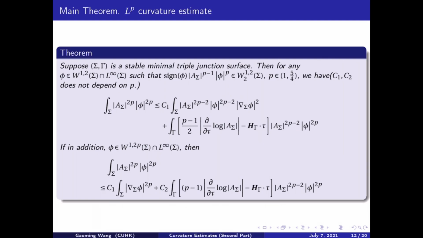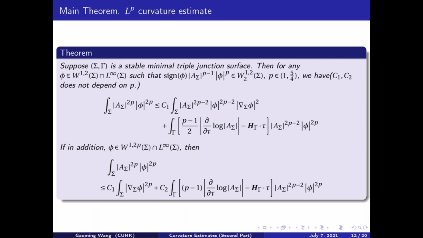This result lacks the Shou-Simon-Yao result we have stated in the first part. Actually, in the later application, we can only make sure phi is in W^{1,2}, so we will only use the first version of LP estimate later on.